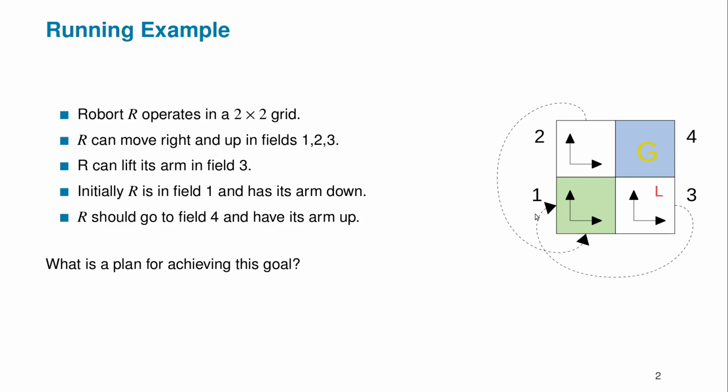And furthermore, R can lift its arm but it can only do this in field 3, so it cannot do it in field 1, 2, or 4, but only in field 3. And the initial state where robot R starts is field 1, and the arm is in position down. And the goal is to go to field 4 and have the arm up. So this is a very small example, just for illustration purposes, which you can immediately solve. So the robot will go from 1 to 3, lift the arm in field 3, and then go to the goal state. This would be a short solution of the problem.